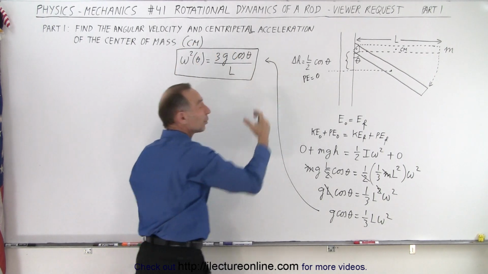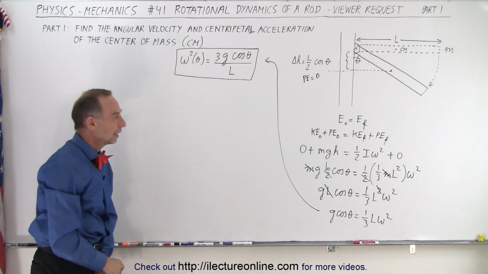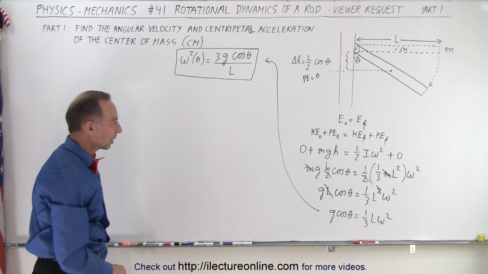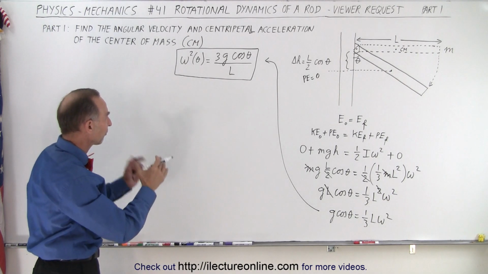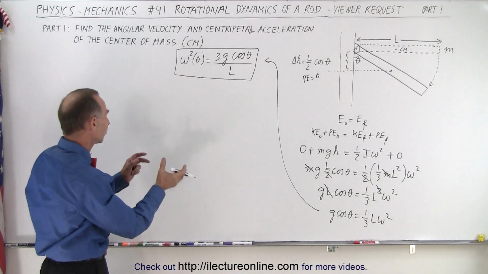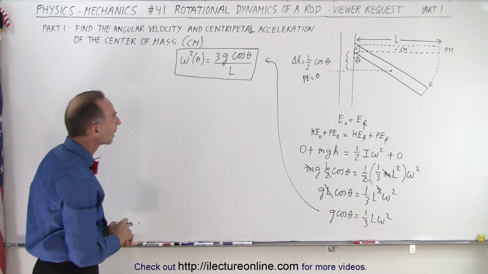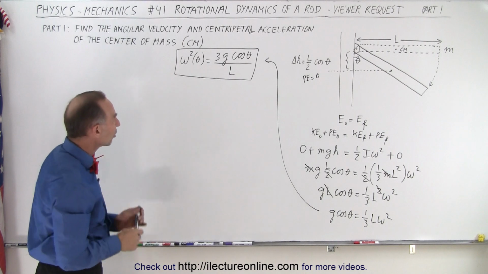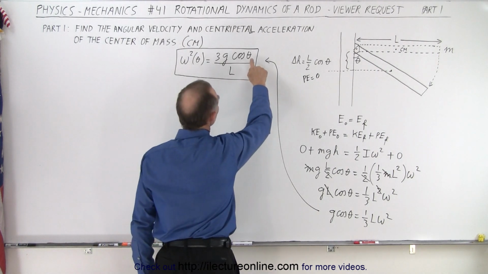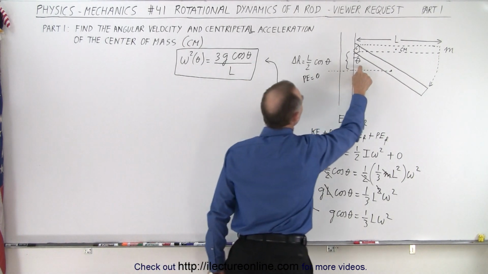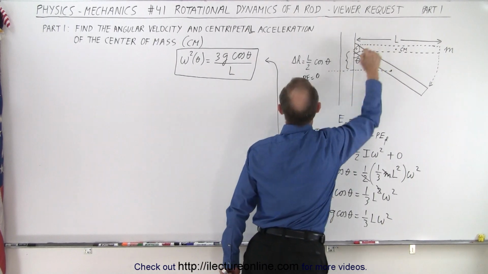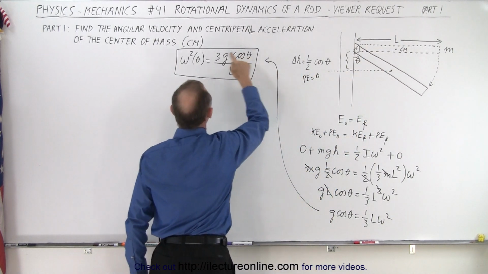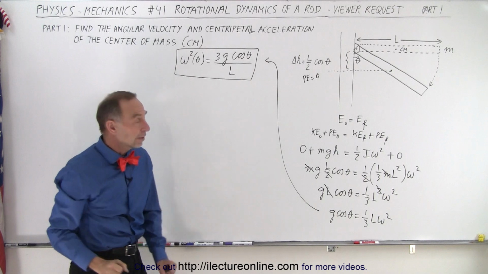Instead of omegas, we're going to use omega squared later in our other equations and calculations. That gives us omega as a function of theta. So let's do some limiting checks real quick. What if the angle is 90 degrees? If the angle is 90 degrees, the rod is up here, the cosine of 90 is 0, that means it's not moving yet. That makes sense.